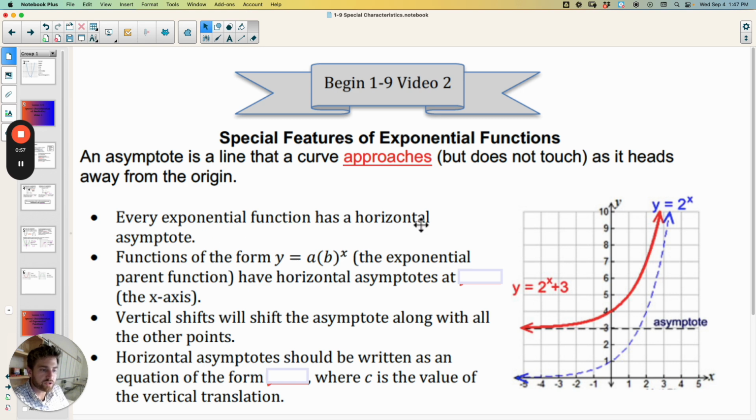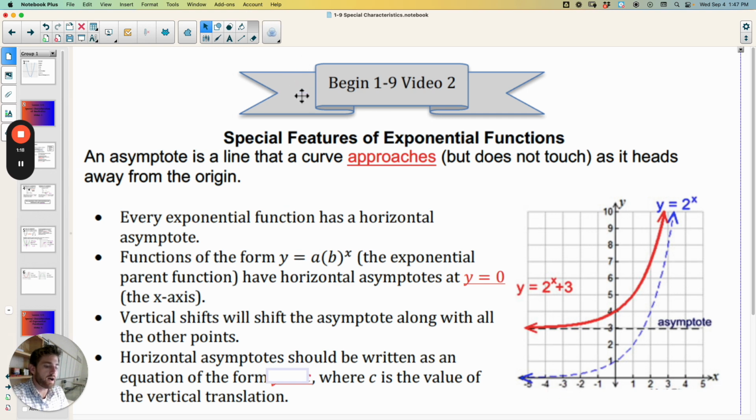Every exponential function has a horizontal asymptote. Functions of the form y equals a times b to the x, so in other words, the exponential parent function. So the exponential parent function is this blue function right here. They are going to have horizontal asymptotes at y equals 0. So the parent function here has a horizontal asymptote here at y is equal to 0.